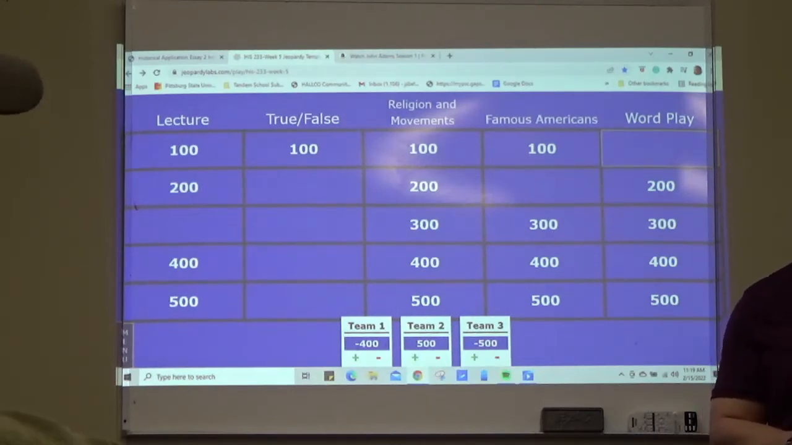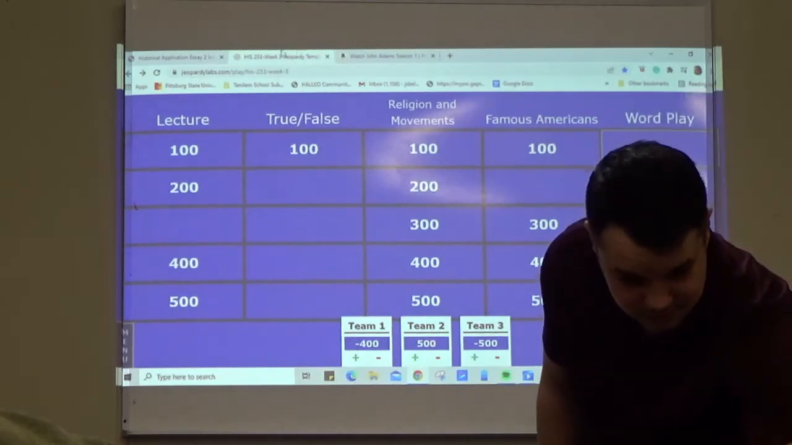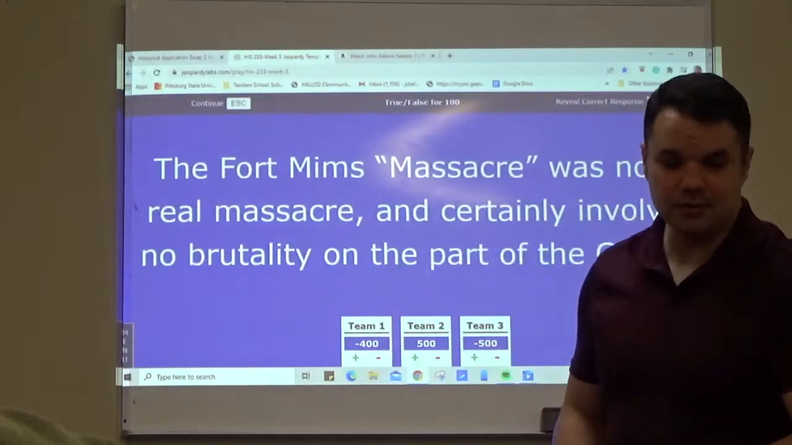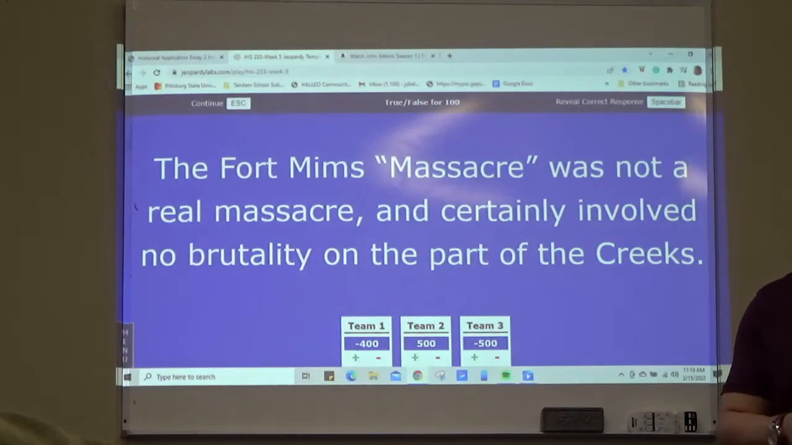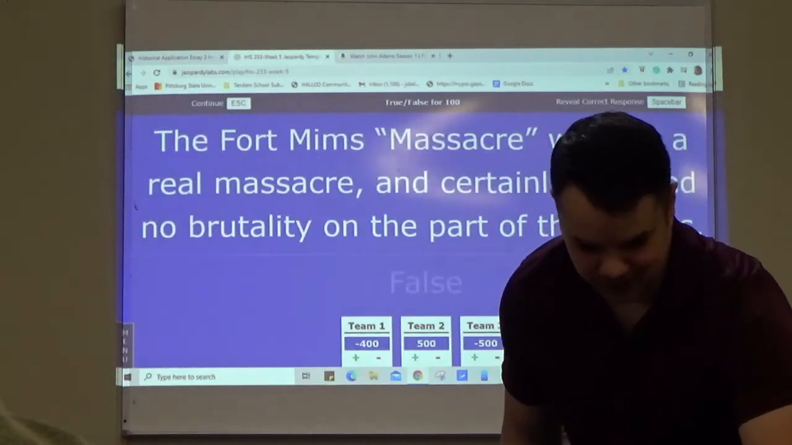True or false, 100. The Fort Mims massacre was not a real massacre and certainly involved no brutality on the part of the Creeks. False. Yeah. Okay.